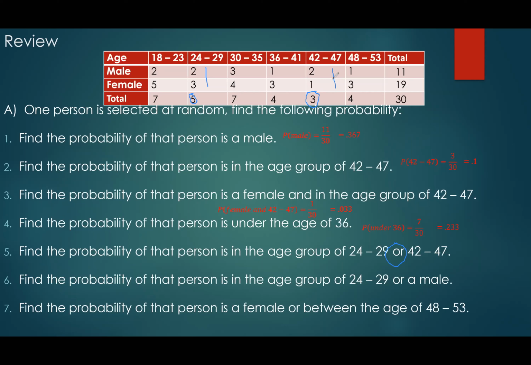Do you agree that you cannot have one particular person who is in the age group of 24 and also in the age group of 42? Meaning these 2 age groups do not intersect each other. They are mutually exclusive. And if they are mutually exclusive, all we need to do is find the probability of the first one, which is 5 over 30, plus the probability of the second one, which is 3 over 30, and we're done, because they do not have anything in common. So we add them up, which is 8 over 30, therefore 0.267.